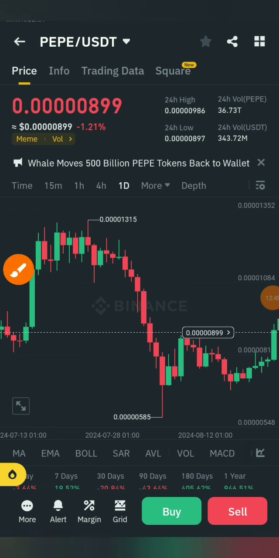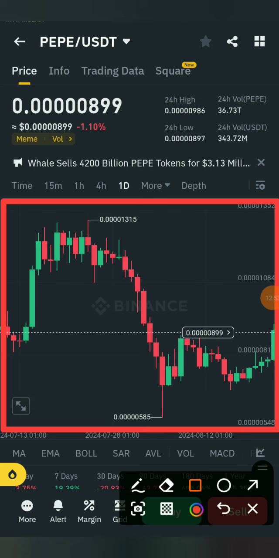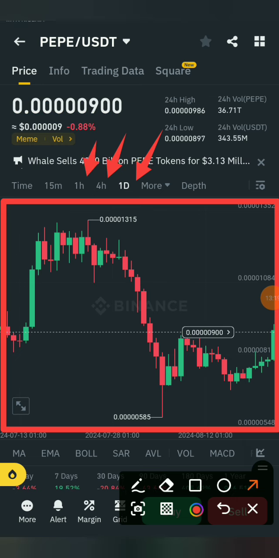Whenever you hear the word chart, this is what's going to come to your mind. This is the candle pattern, also known as the chart pattern. It is the movement of the prices or value of commodities in a given period of time. As you can see, this is the 1 day time frame. If I want, I can turn it to the 4 hours or the 1 hour time frame, depending on the type of trade I want to engage in.